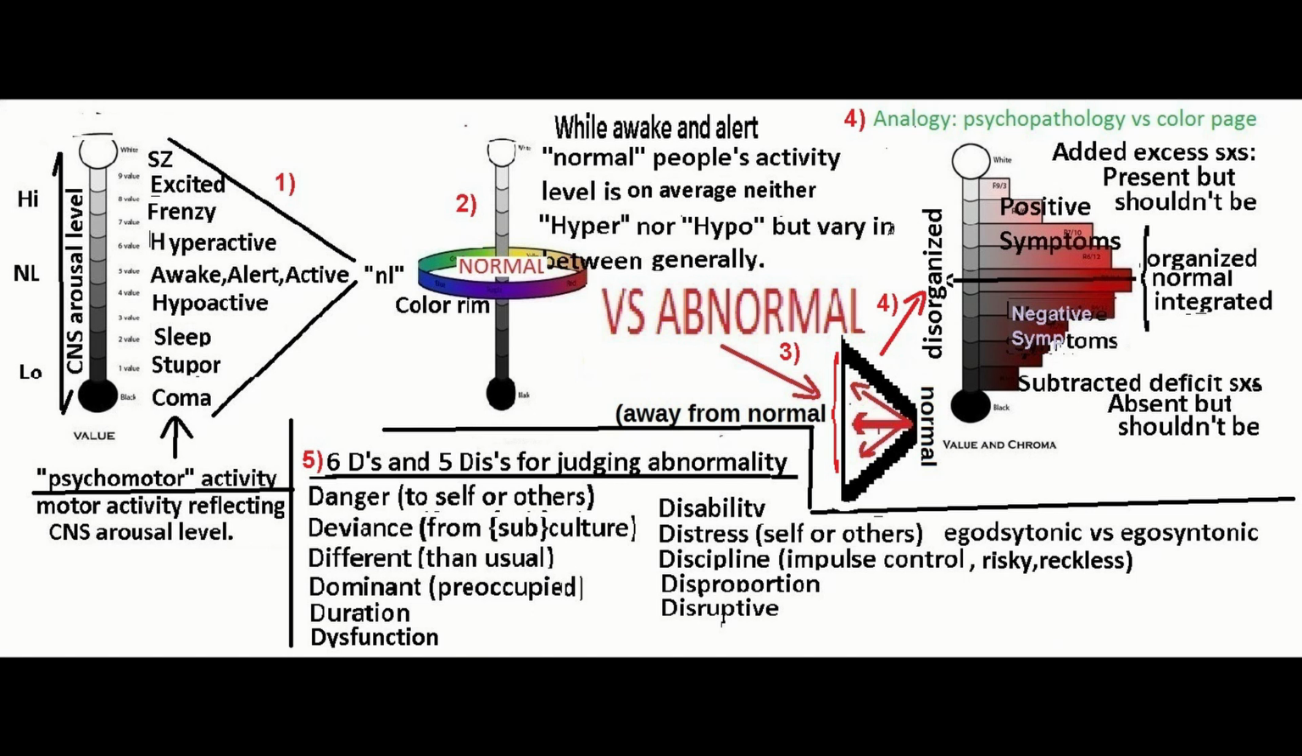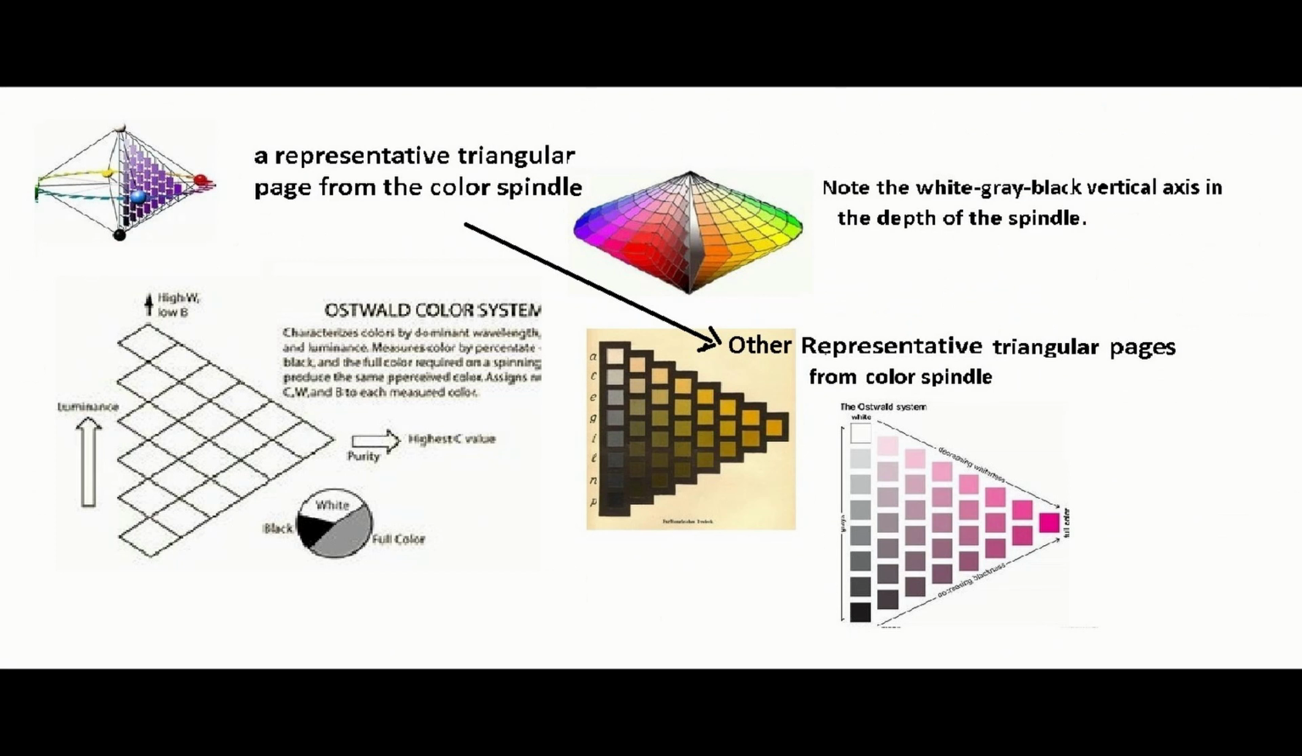Okay, and here in the middle is a triangle just sort of expressing what the one up in the corner expresses. Down in the bottom of this page, there are 6 Ds and 5 Disses for judging abnormality. And these are things that basically characterize abnormalities and a way to look at whether something is normal or abnormal. And here are some representative pages out of this triangle that spindle, these triangular pages.